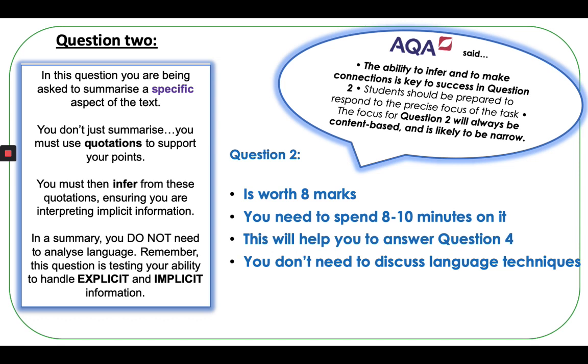It's very specific. So, as I've said here, it tells you, you don't just need to summarise, you must also use quotations to support your points, and you must use inference. So from your quote, you infer. In a summary, you do not need to analyse language, but you will be tested on your ability to handle explicit and implicit information. We looked at those yesterday. Explicit means obvious, clear, detailed information. Implicit is less obvious. You often have to read between the lines or use clues.